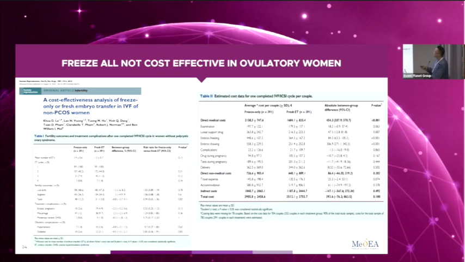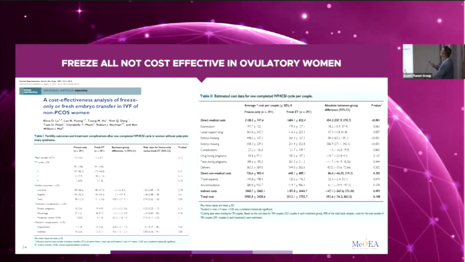Now, this study is interesting, looking at a cost-effectiveness analysis of freeze-only or fresh embryo transfer in IVF for non-PCOS women. We do know that in PCOS women, high responders, we need to freeze-all, noted. How about in women who are non-PCOS? How cost effective is a freeze-all only strategy?